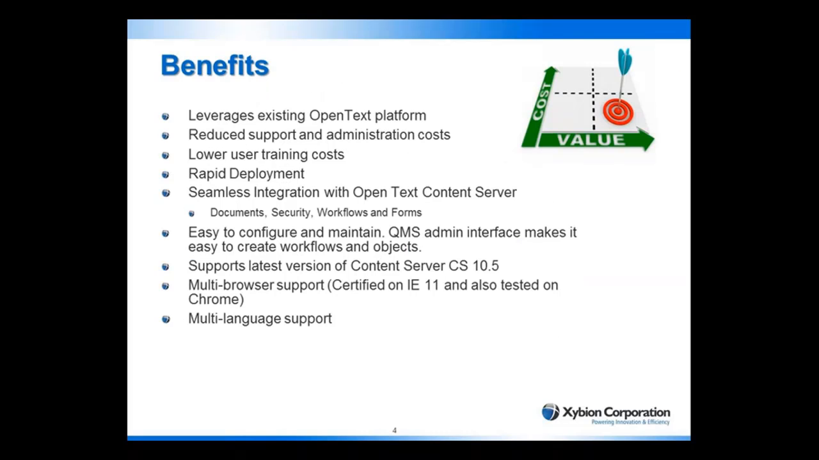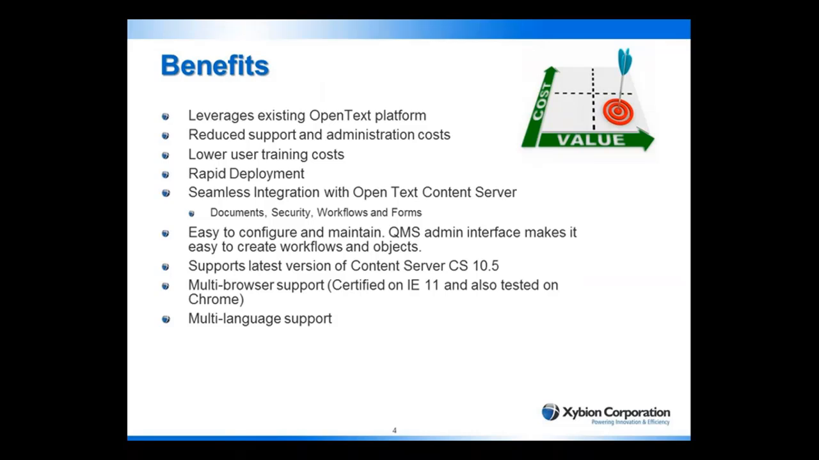There are obviously some inherent benefits to doing it this way. It's a very unique solution within the Opentext family of products because, again, it is directly leveraging the Opentext platform. Because of this, there's a reduction in overall support and administration costs. Quality management systems, particularly at an enterprise level, can be quite expensive and difficult to configure. Not so is the case with QMS OT.